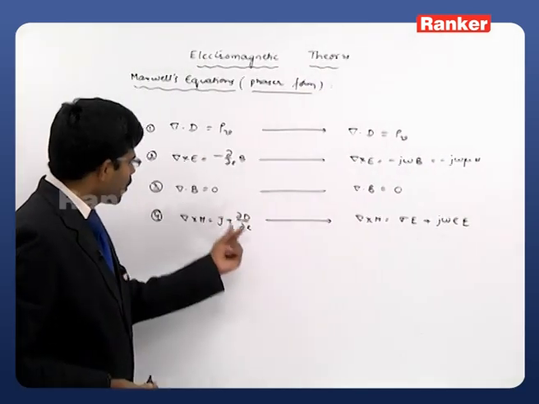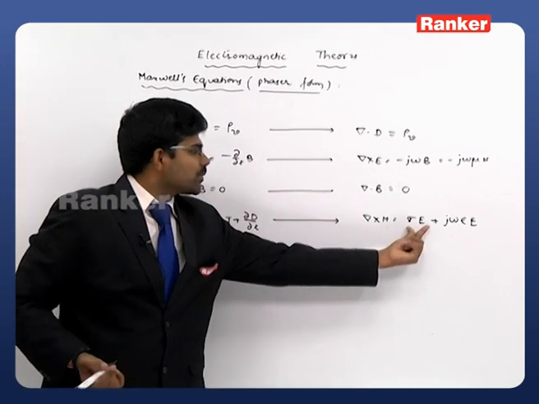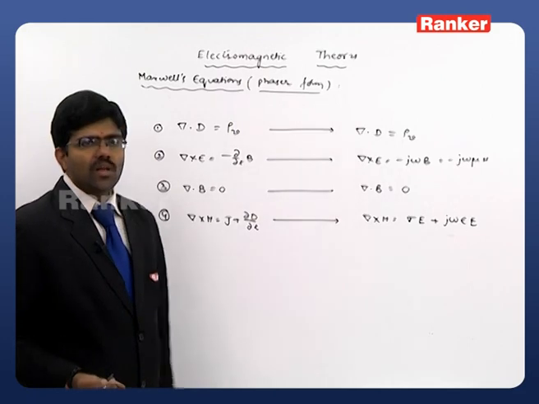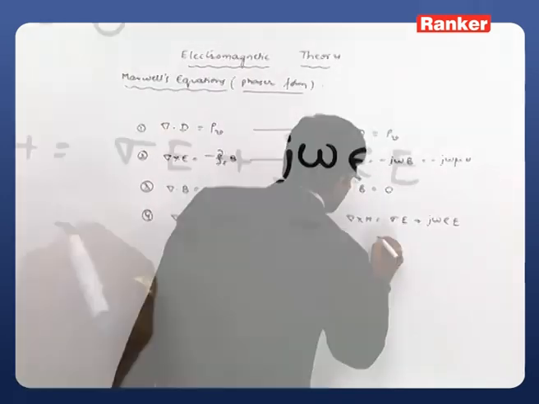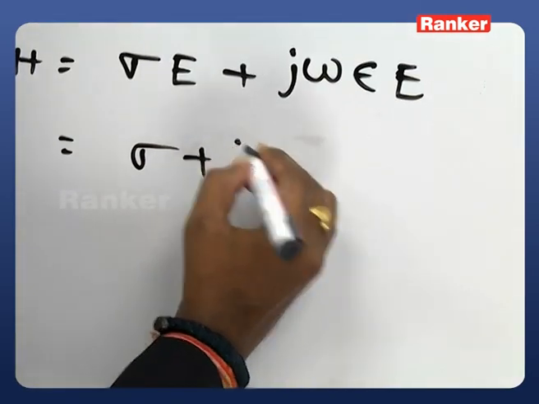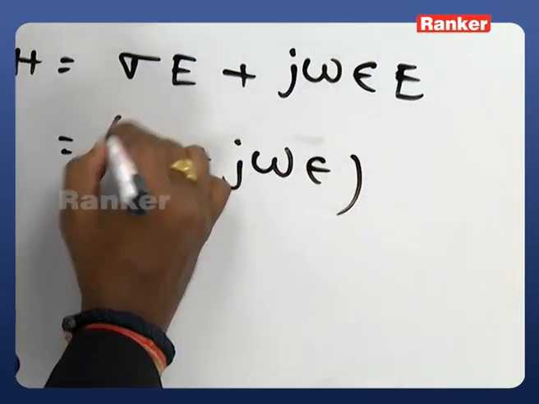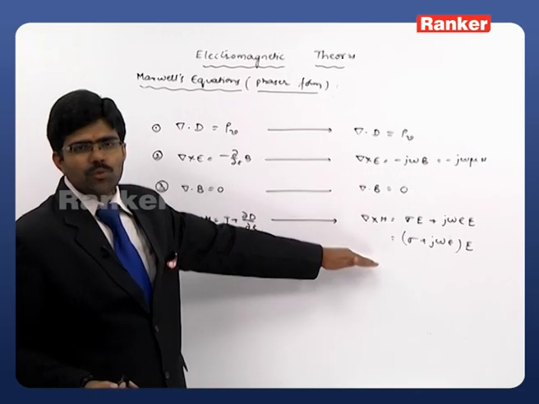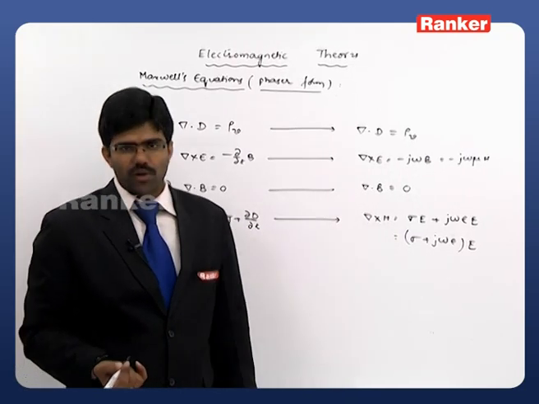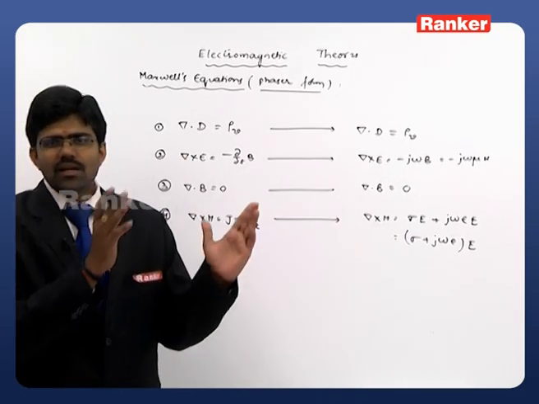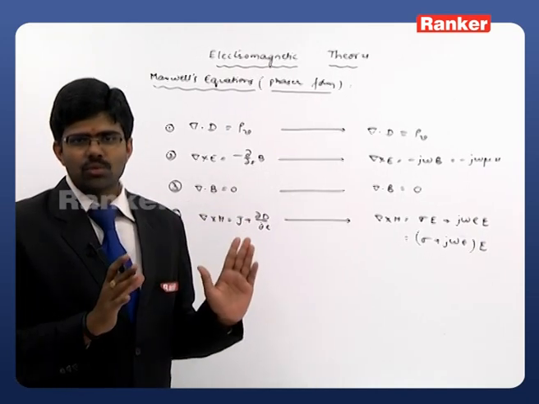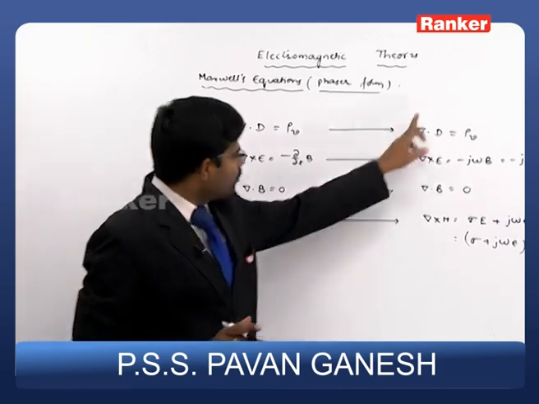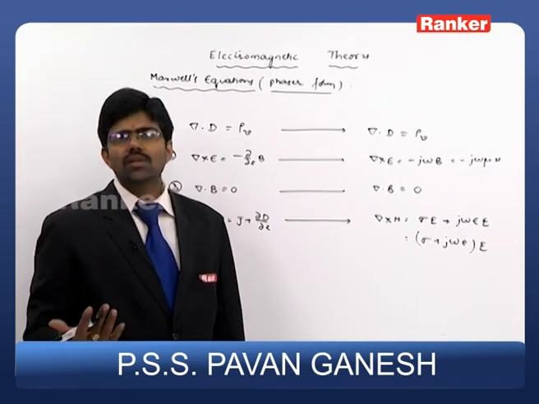Just what I am doing is modifying these terms. J is replaced with σE, ∂/∂t is replaced with jω, D is replaced with εE. So which is nothing but simply (σ + jωε) multiplied with E. So these are the four Maxwell's equations in phasor form. They clearly take the time varying field basic equations. Don't remember them all separately. Just take the basic equations and modify them according to the requirement.